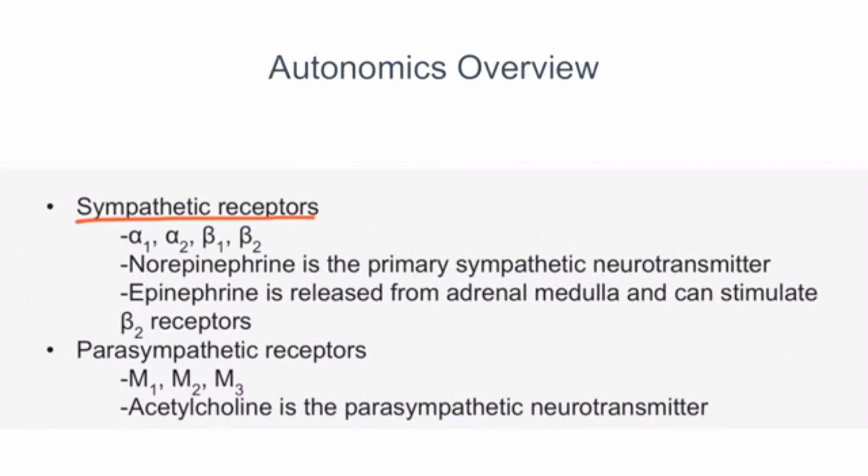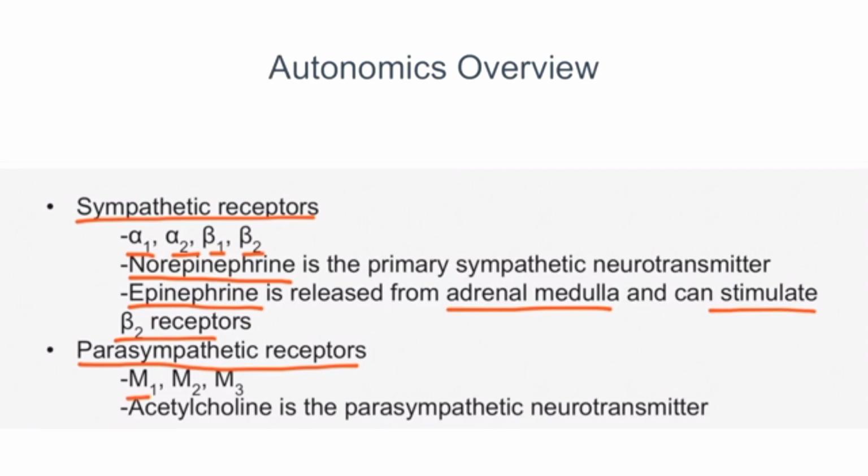There are sympathetic receptors and parasympathetic receptors. The sympathetic receptors are alpha 1, alpha 2, beta 1, and beta 2. Now, norepinephrine is the primary sympathetic neurotransmitter, which means this is the thing that is released from the presynaptic neuron. Epinephrine is released from the adrenal medulla and can also stimulate the beta 1 receptors. And we'll elaborate more on what norepinephrine and epinephrine can act on the next slide.